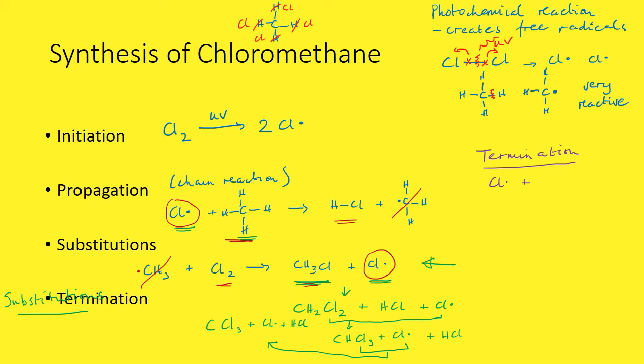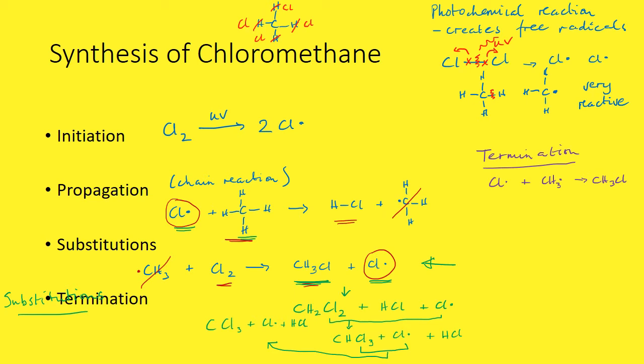And if one of the chlorine free radicals meets a CH3 free radical, then you're going to get the CH3Cl, the chloromethane. But if these two react directly together, then you're not going to get another free radical, and so those free radicals have cancelled each other out. So that's one termination reaction.